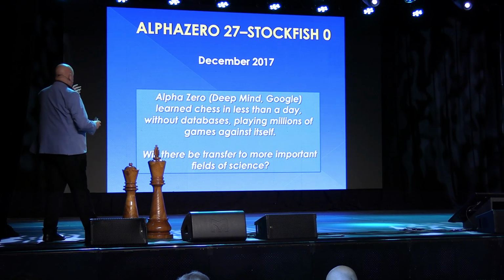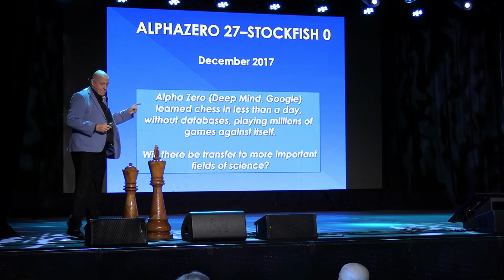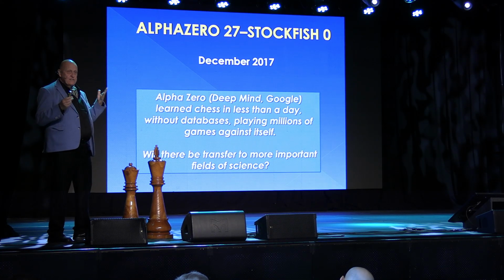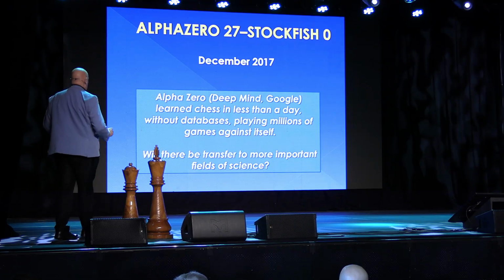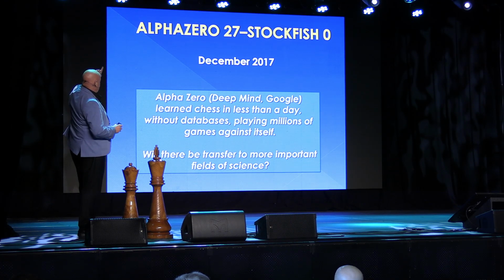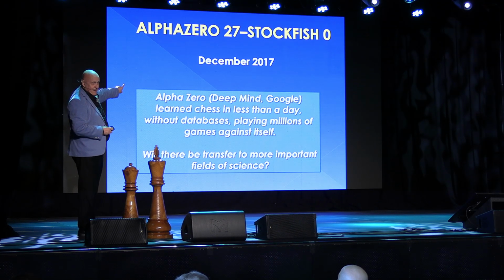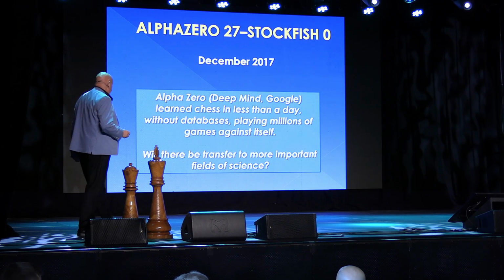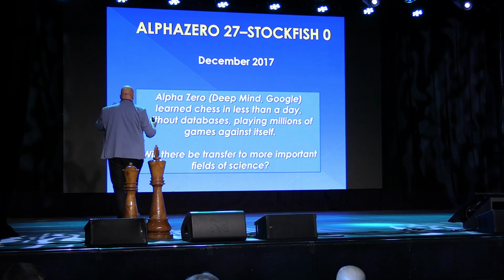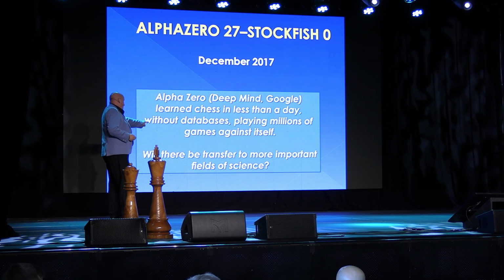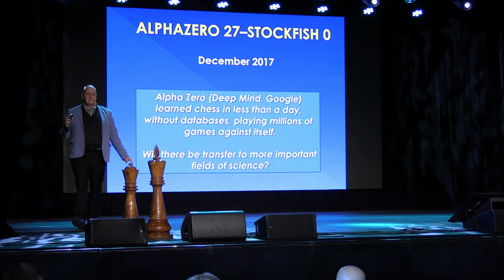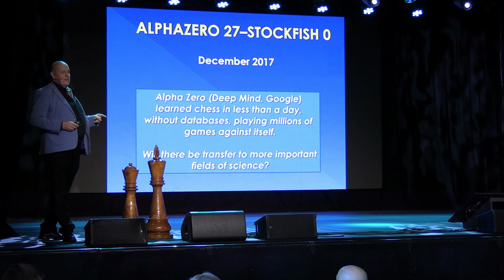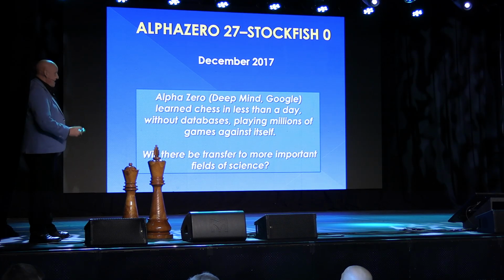What they did with AlphaZero was the machine played millions of games against itself, learning through the process. Then they organized a match between AlphaZero and Stockfish, which was and still is one of the strongest chess computers, programs in the world. And the result, you can see, is quite convincing. AlphaZero 27, Stockfish 0. Then the big question was, will there be transfer to more important fields of science, as Alan Turing and Claude Shannon predicted? And the answer was a very big yes.